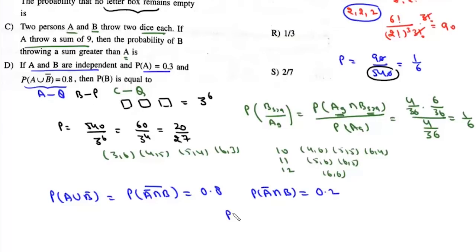Now this is probability of A naught into probability of B, and this is 0.2. Probability of A naught is 0.7, so probability of B will be simply 2 by 7. That means this D matches with S, and that is the answer to this question.